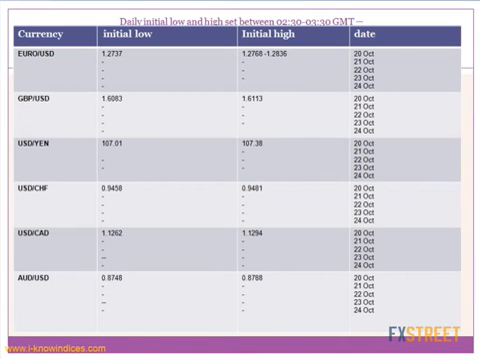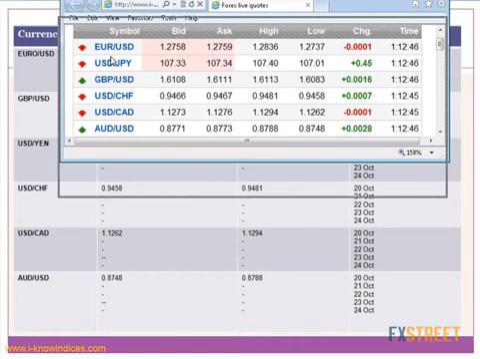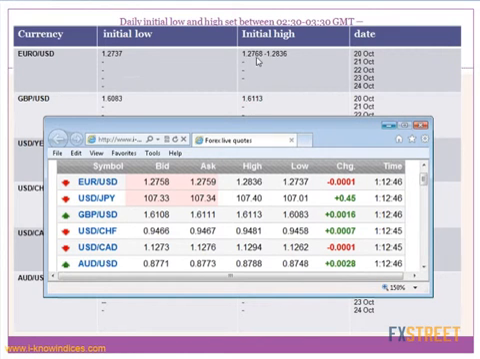Then coming to the market reading, these are all the initial lows and the highs. They are set around 3:30 GMT, and euro formed the low 1.2737, 1.2768 is the high, but here it's showing 1.2836, that is Friday high.